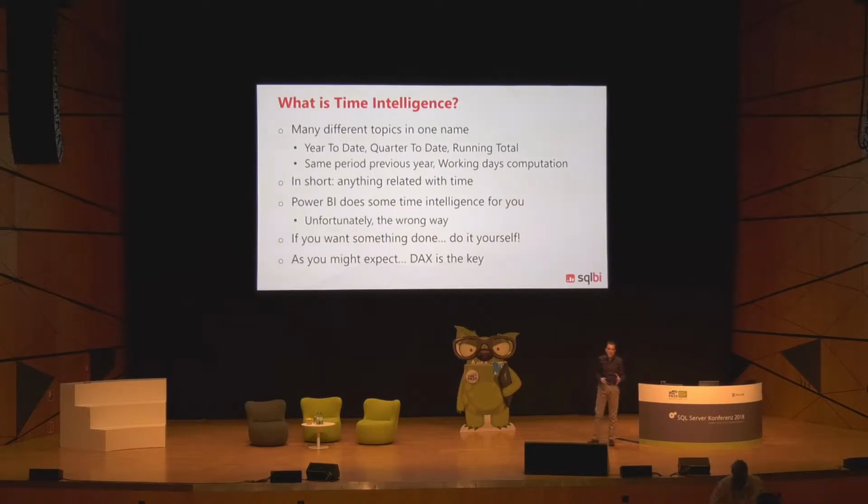So when we say time intelligence, we consider many different topics in a single name. So we consider calculations where we aggregate the dates, like the year-to-date, the quarter-to-date, and we also consider comparison between different periods of time. Give me the year-over-year calculation, or the comparison with the previous month or the previous quarter or something like that.